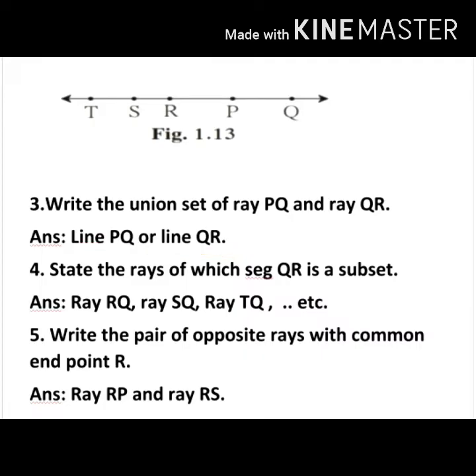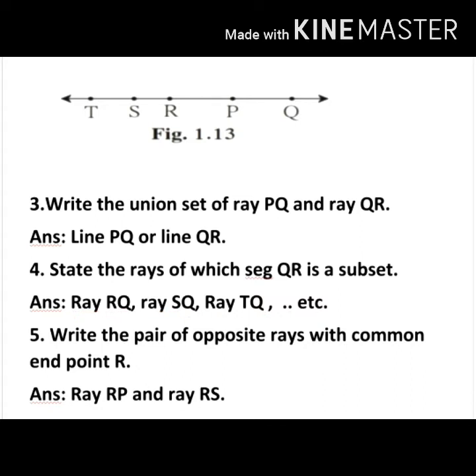Fourth question. State the rays of which segment QR is a subset. Subset means all elements of set A are also elements of set B. If they are unequal, then A is a subset of B. Segment QR also comes under the ray RQ, ray SQ, ray TQ, etc. Here, segment QR is the subset of ray RQ, ray SQ, ray TQ, etc.